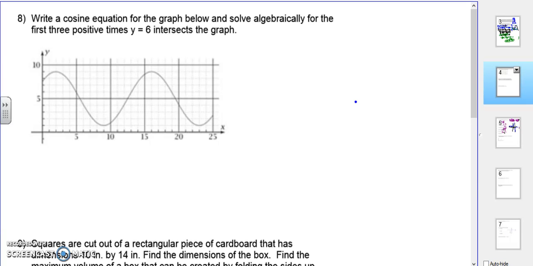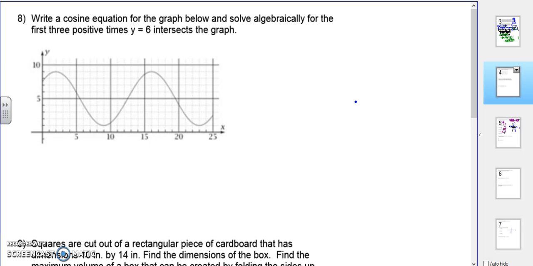Students, we're starting out with question 8. Apparently in my last video, I missed a page. So we're going to start with 8 now. It says to write a cosine equation for the graph and solve algebraically for the first 3 positive values that y equals 6 intersects the graph.